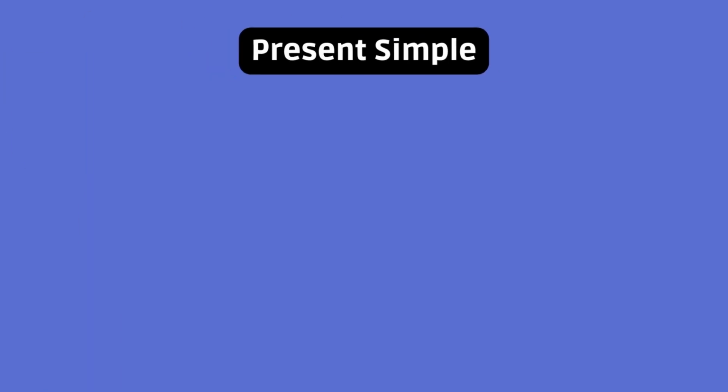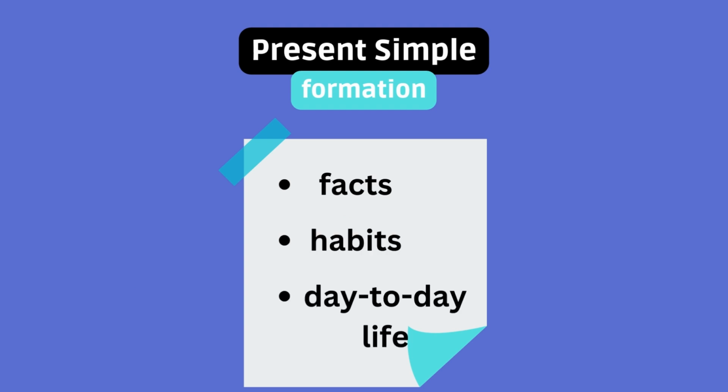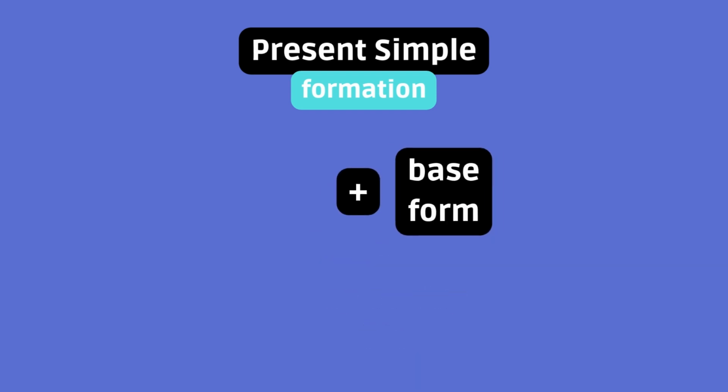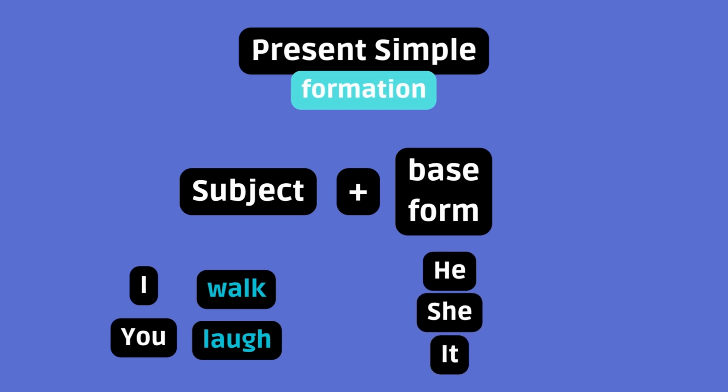Present simple, formation. This is the verb tense used to talk about facts, habits, and day-to-day life. Using it is straight to the point, but with a few quirks. To do so, you plug the base form after a subject. For instance, I walk, you laugh. The only tricky bit is with he, she, it, where the ending changes.